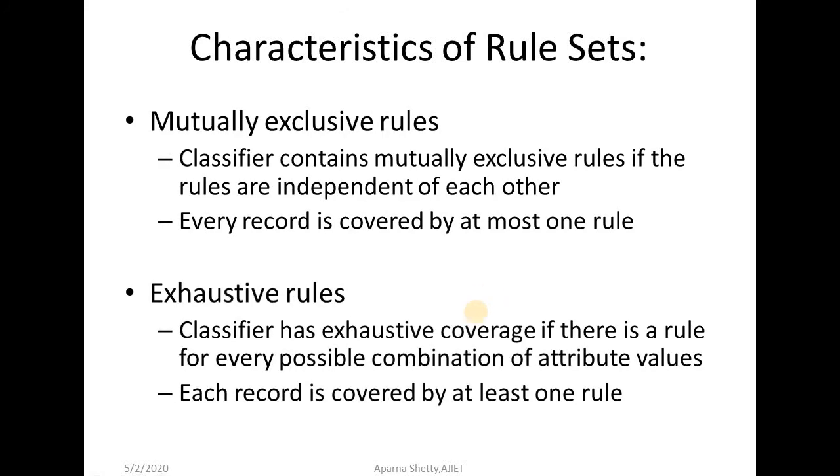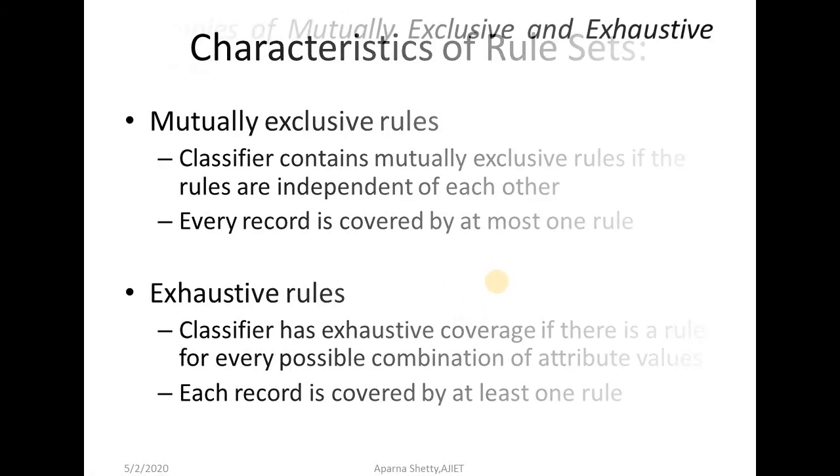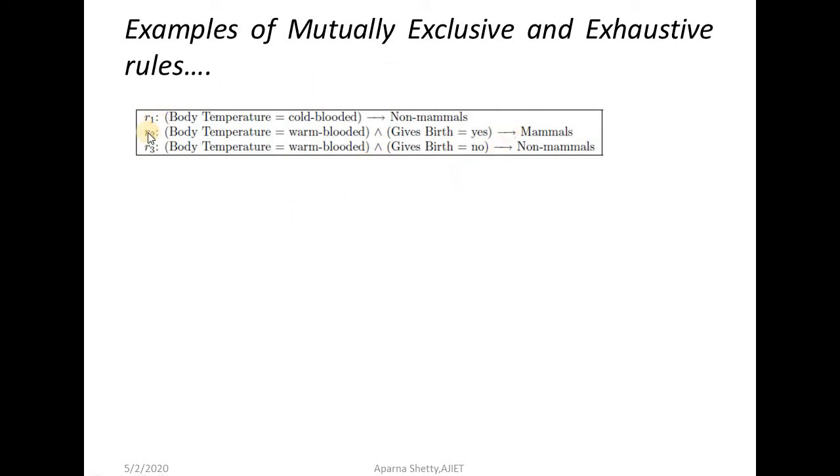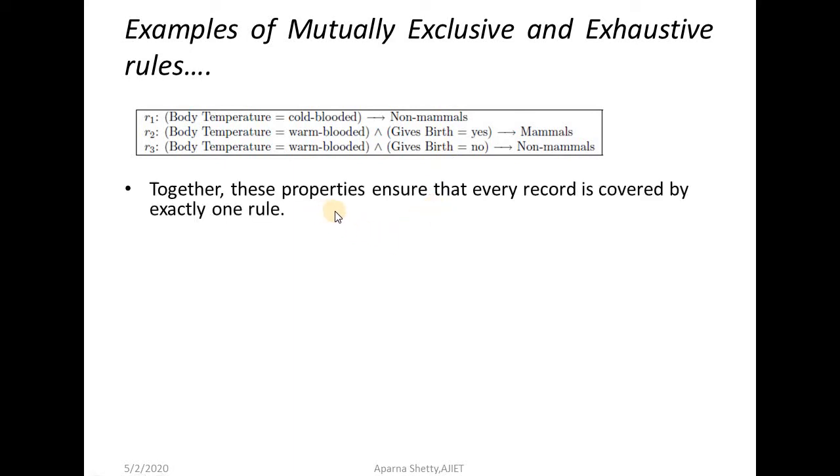So that was about the characteristics of rule sets. Now let us see the examples of mutually exclusive and exhaustive rules. Suppose they have given these three rules to classify non-mammals and mammals. Together, these properties ensure that every record is covered by exactly one rule. So this rule set ensures that every record is covered by exactly one rule.